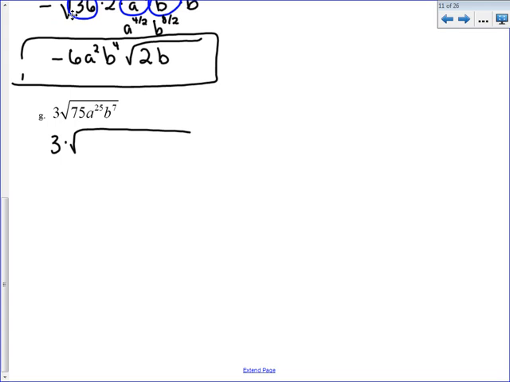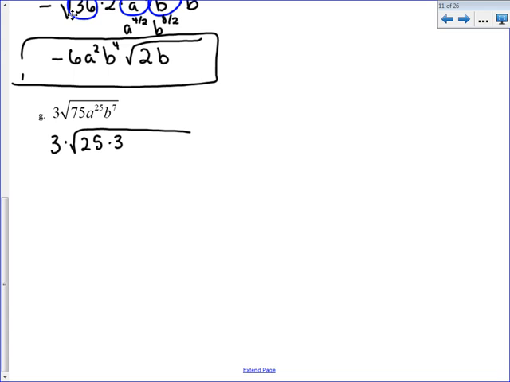So 75 is not on my list of perfect squares. Do any of my perfect squares evenly divide into 75? Yes. 25. It's the only one. If more than one divides, you take the biggest one. So 75 comes from 25 times 3.